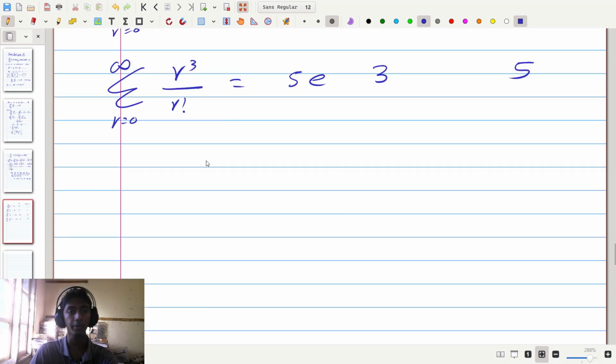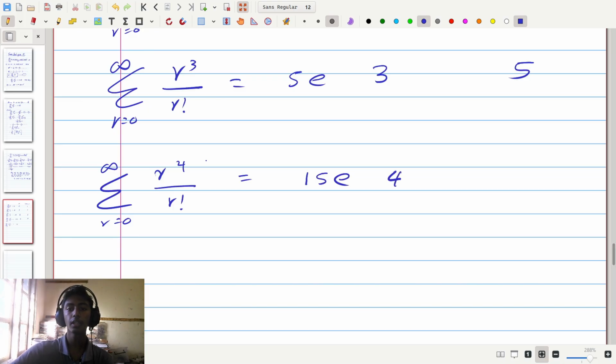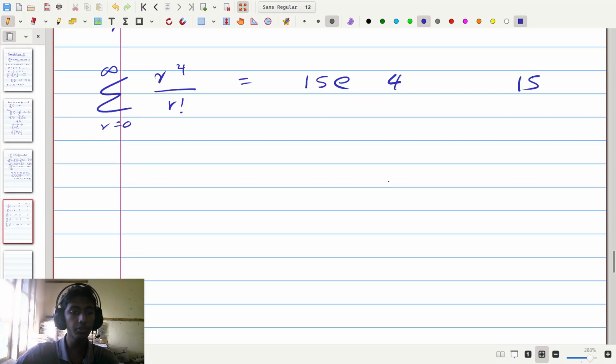If we do one more, the sum from r equals 0 up to infinity of r to the power of 4 divided by r factorial is equal to 15 times e, which means that for n equals 4, the value is 15. So from this we get a sequence of numbers that initially looks like Fibonacci. It goes 1, 1, 2, but then instead of going 3, it goes 5, 15, and the next number after this happens to be 52, and it goes on like that.